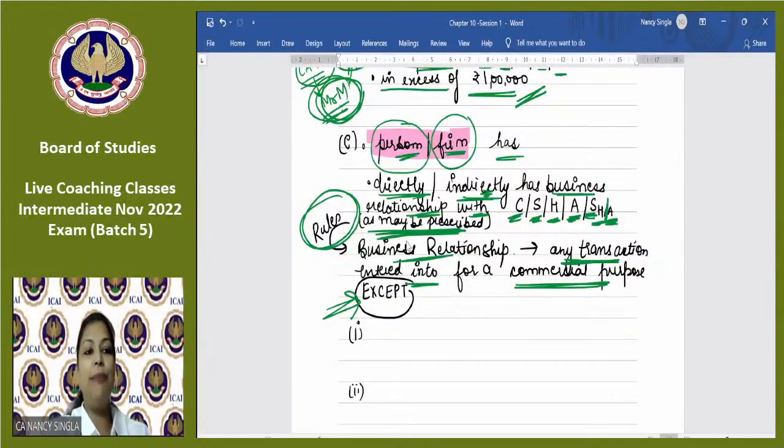Is it clear? ठीक है. Charu, I'll take your query at the end of the session.